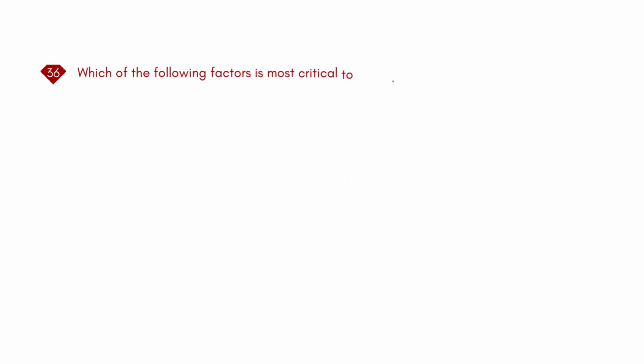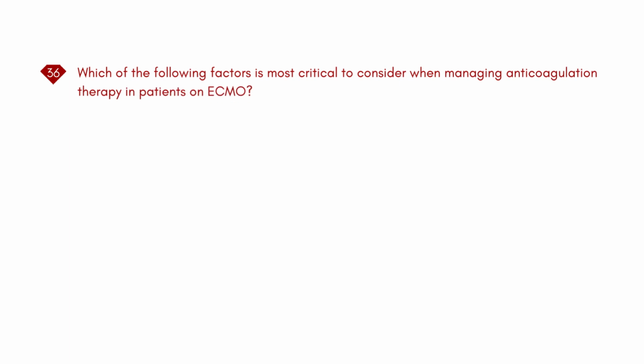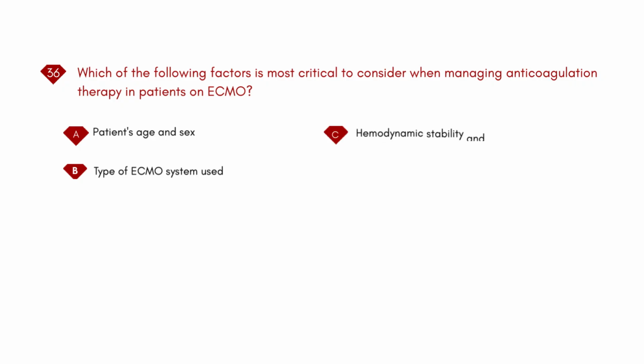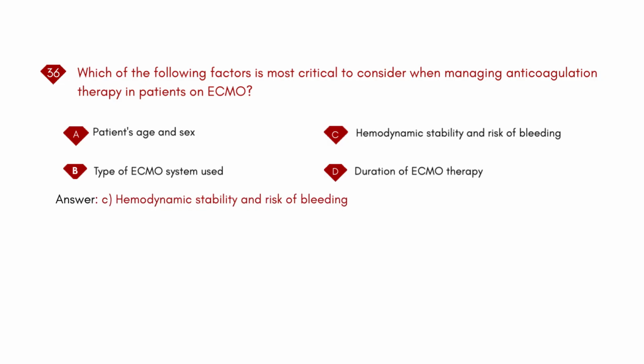Which of the following factors is most critical to consider when managing anticoagulation therapy in patients on ECMO? A. Patient's age and sex. B. Type of ECMO system used. C. Hemodynamic stability and risk of bleeding. D. Duration of ECMO therapy. Answer: C. Hemodynamic stability and risk of bleeding.